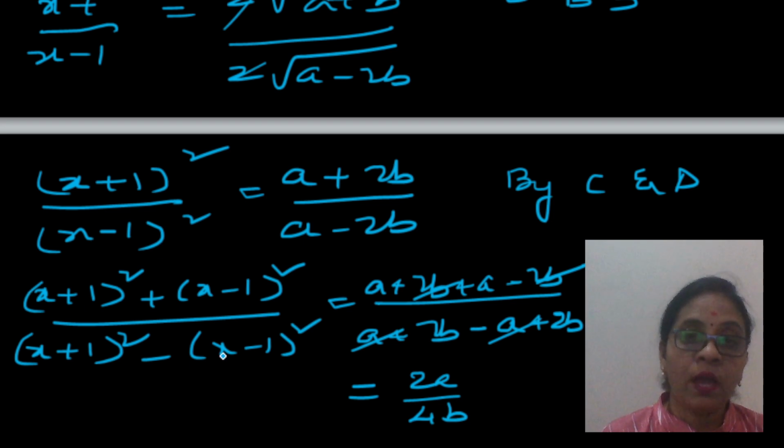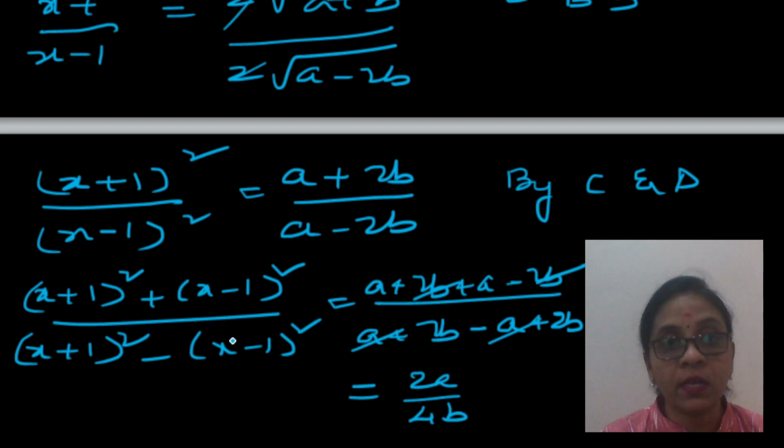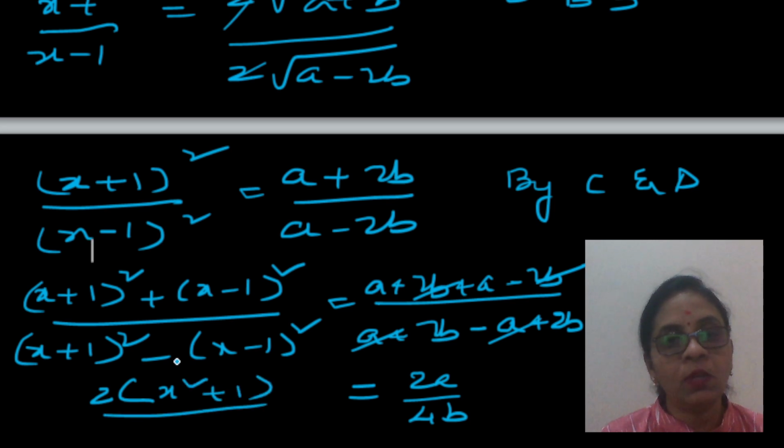Now here you have to know a little bit of your expansions. A plus b whole square plus a minus b whole square is 2 into a square plus b square. So this becomes 2 into x square plus 1. By a plus b whole square minus a minus b whole square is 4ab. So this becomes 4x.